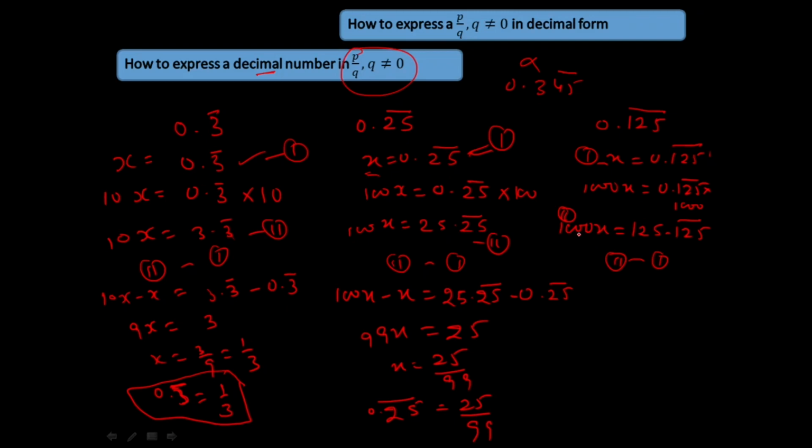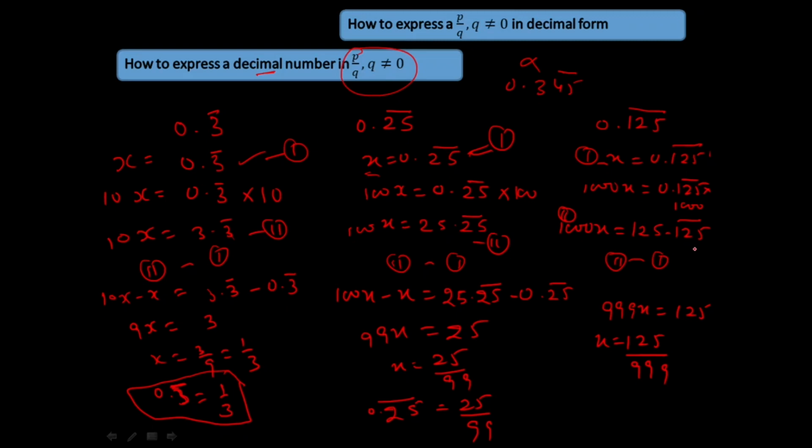Same with this, 1000x minus 1x. So I will be getting 999x equal to 125.125 bar minus this value. I will be getting 125. So the final answer is 125 over 999.